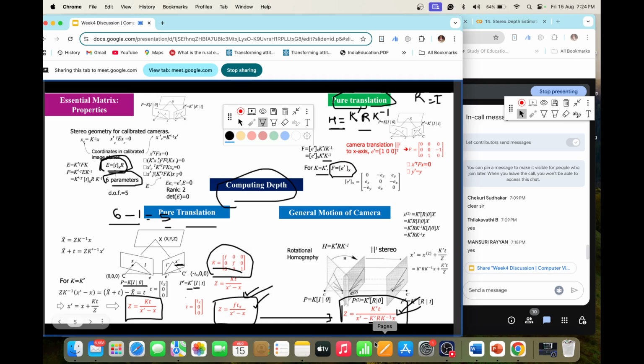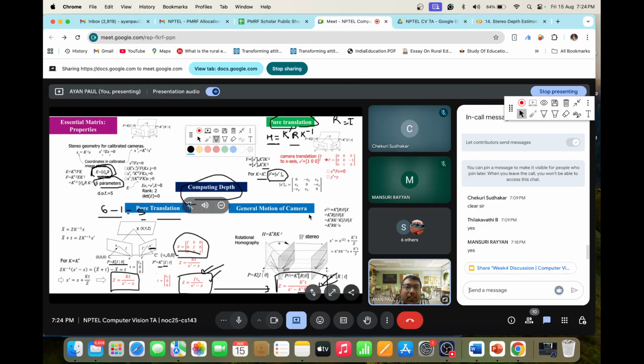So again these two are very important formulas. By this you can solve all your questions regarding your assignments. So is it clear? Computing depth, what are the two formulas you need to understand? One is z equals to k t over x dash minus x, and second is z equals to k dash t over x dash minus h into x, or rather you can say x dash minus k dash r k inverse x. So these are the two formulas. So are all the formulas clear?